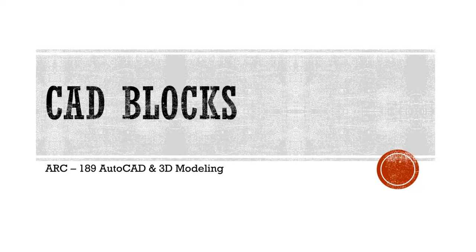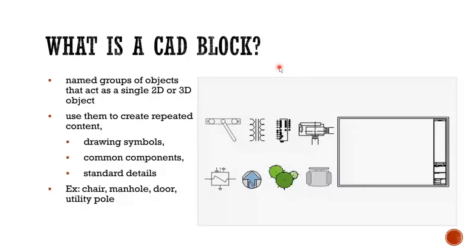So CAD blocks are named groups of objects. They act as a single 2D or 3D object, and you use them to create repeated content like drawing symbols, like your north point and symbols like that, common components like trees, furniture and appliances, and any other standard details, even your section details or any other standard detail that has to be repeated, that we can create as a block.